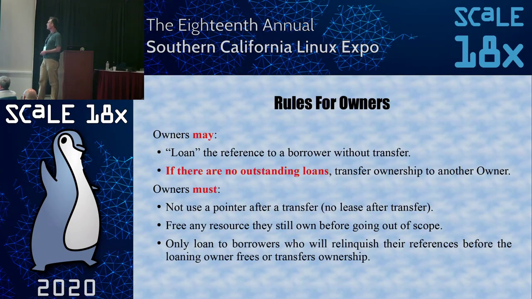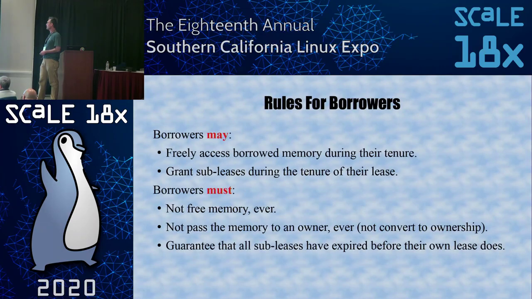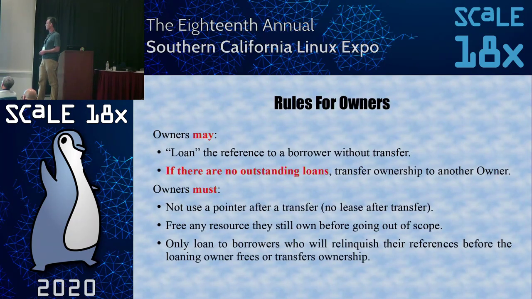Now, if he hasn't done this, if there are no outstanding loans, that means there's no other copy of that reference but the owning pointer. You're also allowed to transfer ownership to another owner, and then it doesn't belong to you anymore, and you're not responsible. But what you must do, once you have transferred it, is not reference that pointer. You don't have a lease. You do not have a borrow on it.